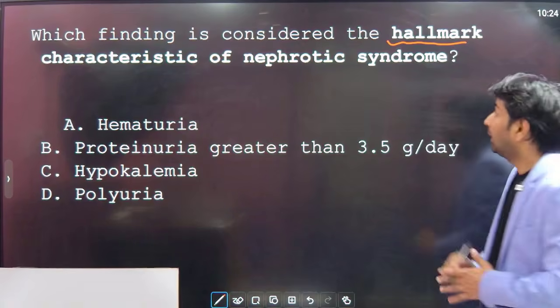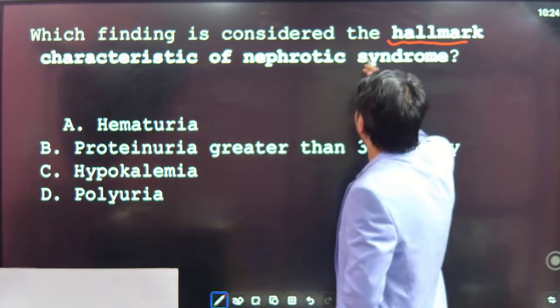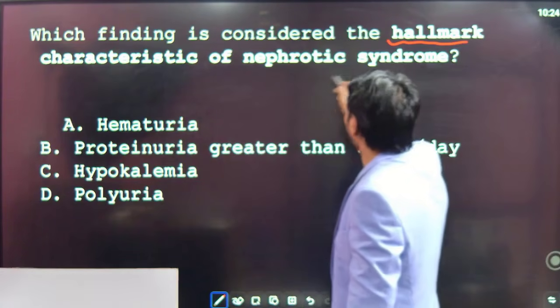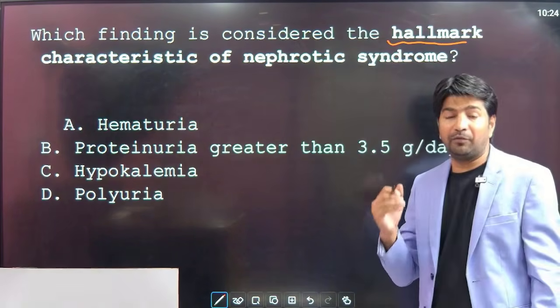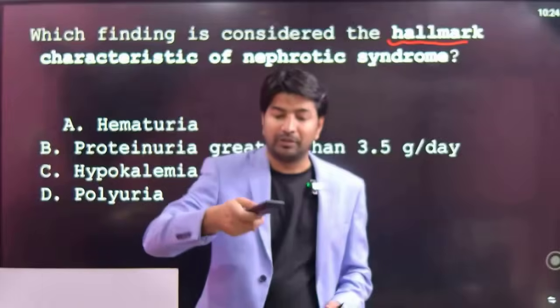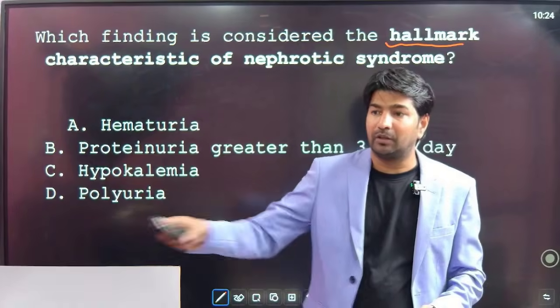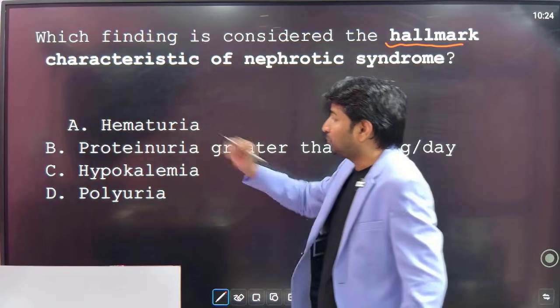Which finding is considered the hallmark characteristic of nephrotic syndrome? So what is the main characteristic or the main sign and symptom of nephrotic syndrome? That's what's being asked here. Now, all of them might seem correct, but we have to identify the most important one. Which one among these is the most primary? So the first one is hematuria.